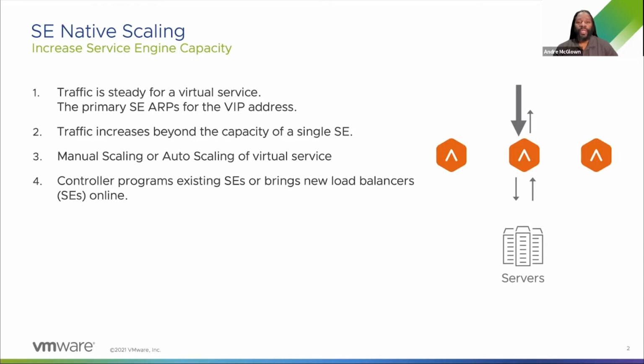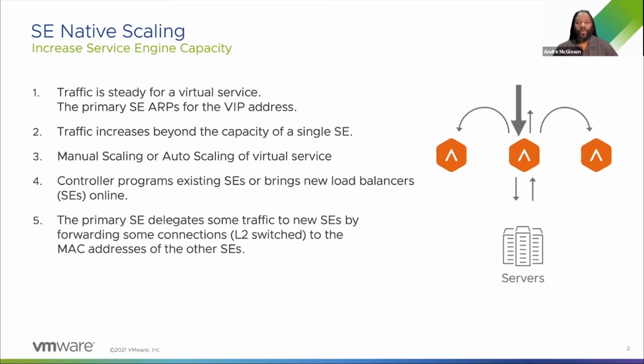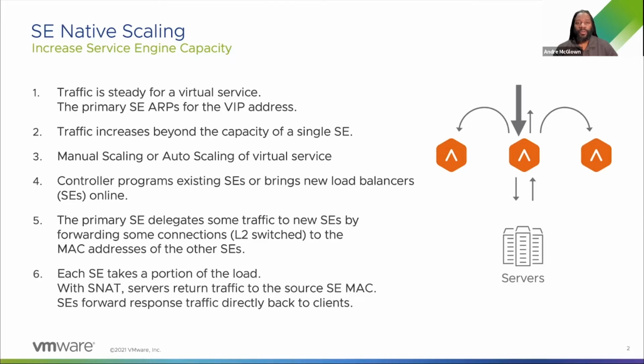Either way, once the SE has been identified, Avi will program the appropriate networking to enable this virtual service to be supported on the service engine. Once the SE has been programmed with the virtual service, the primary SE will then begin to delegate some of the traffic to the new SEs via L2 switching. These SEs will take some of that traffic and, using SNAT, the backend servers will communicate directly with this SE and send the traffic back to the client directly. Let's take a look at this in operation.